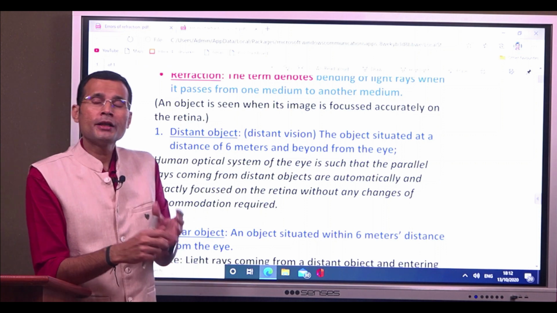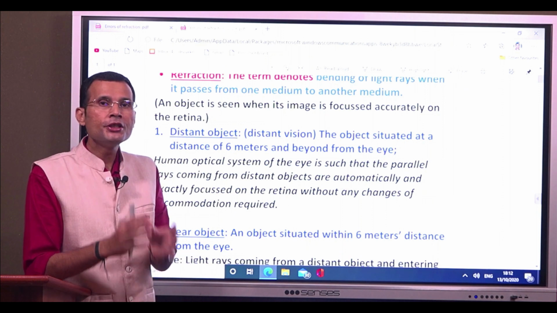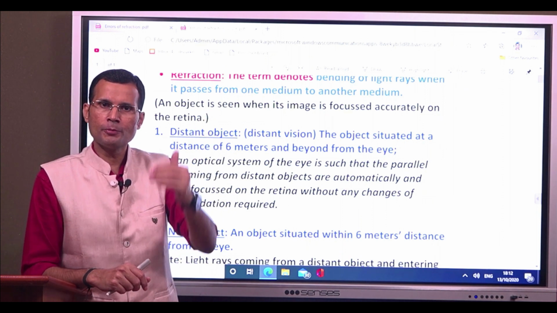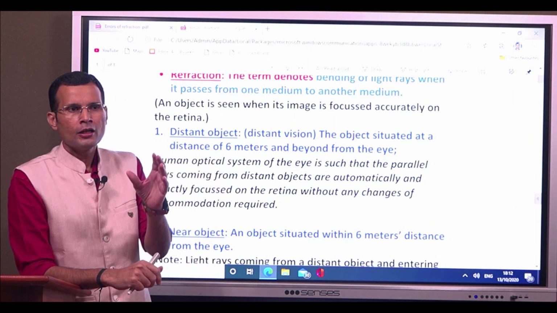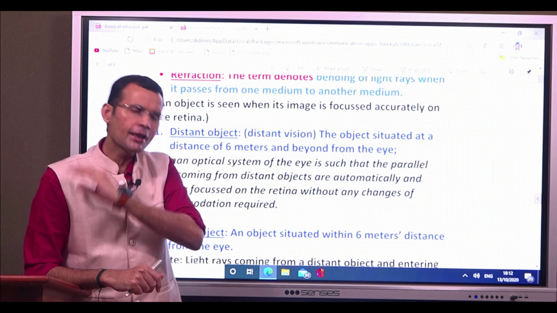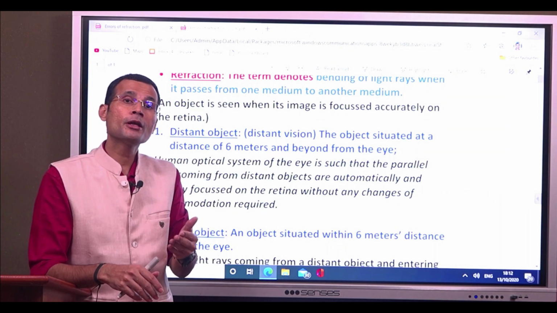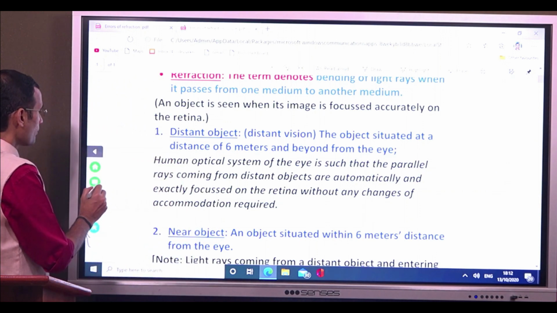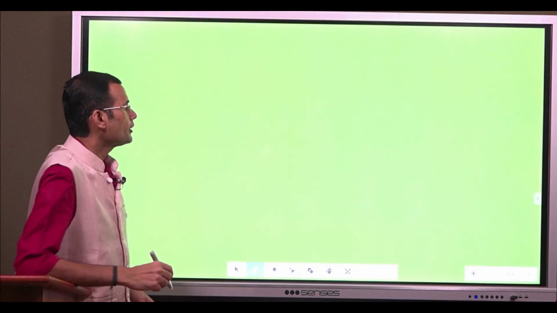But if the object comes within 6 meters, now we would be calling it a near object. Because the light rays coming from such an object which is within 6 meters, the image will not automatically focus on the retina. The image will start forming beyond the retina. Let's just try to understand what's happening here.